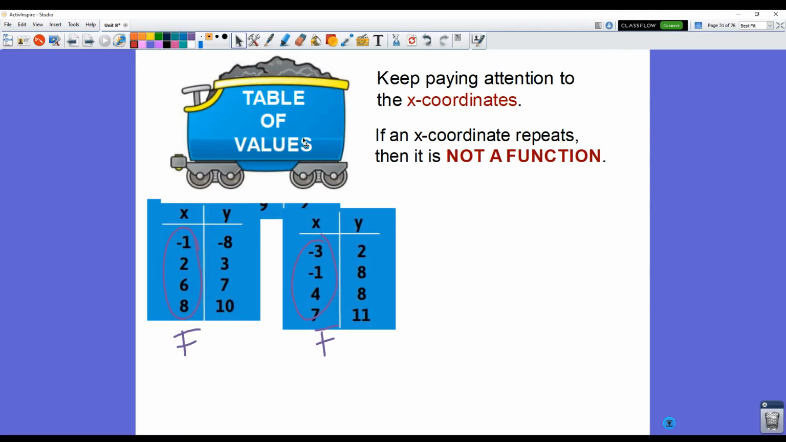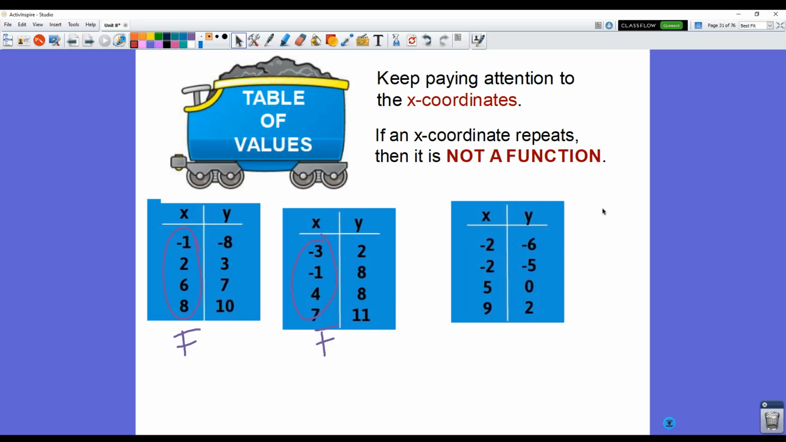Pause the video and tell me whether you think this is a function or not a function. Okay, welcome back. So what did you pick? Is this a function or not a function? Well, again, we're going to look at our x values. You notice we've got -2 being repeated. Since it's a repeat, this is not a function. Hopefully that's the one that you chose.